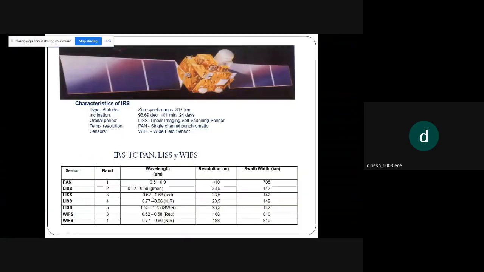Then LISS band 2, 0.52 to 0.59, green wavelength, with 23.5. Similarly, band 3, band 4, band 5: green, red, near infrared, and shortwave infrared. Resolution all has 23.5 with the same swath of 142. Then the wide field sensor operating in band 3, red, and 4 gives a resolution of 188 meters with a swath of 810 kilometers.